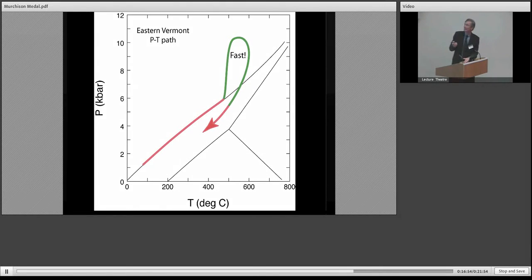Okay, so what we're saying is that we have a pressure-temperature path, and this part of it here went very, very fast, which is quite a bit different from the original thermal models. And the question is, how do we get this?